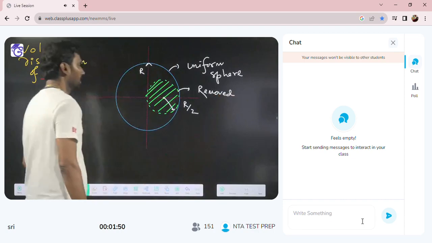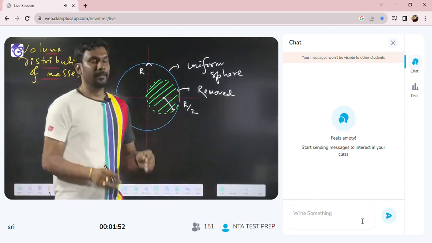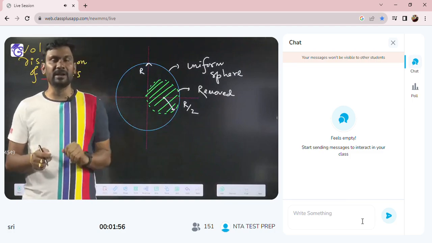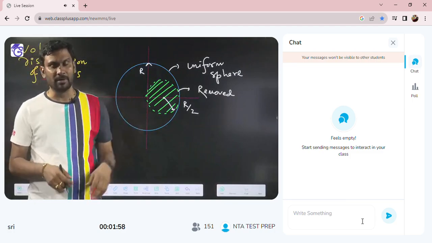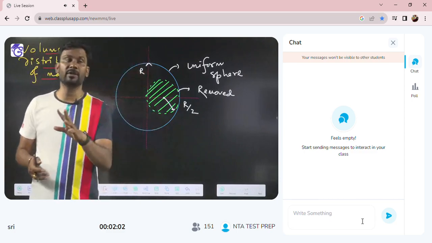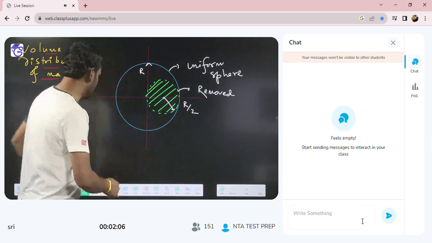Now in this case, when volume distribution of mass is given, we adopt the same kind of formula as we did for the areal distribution of masses. Only one change: here area will be substituted with volume. Okay? Look, so what will we write?